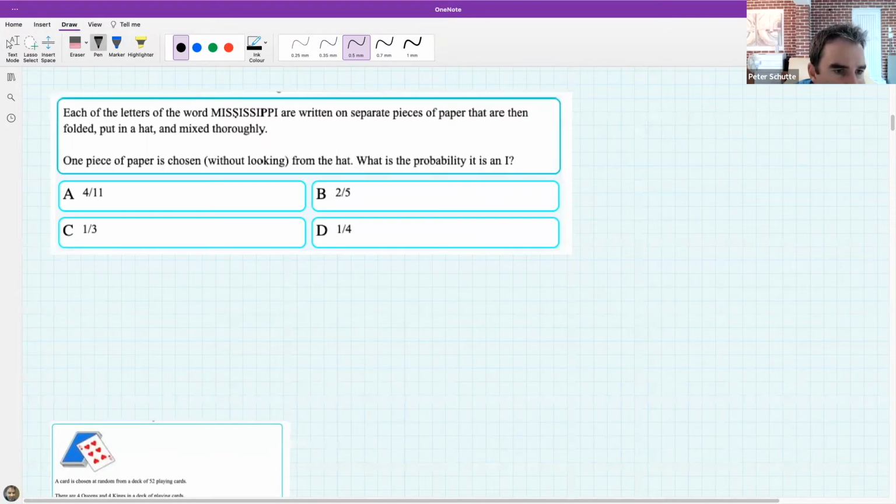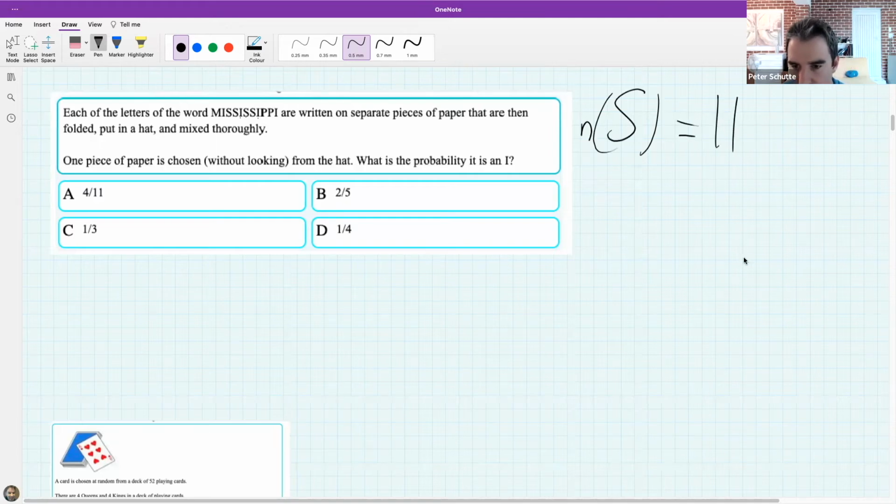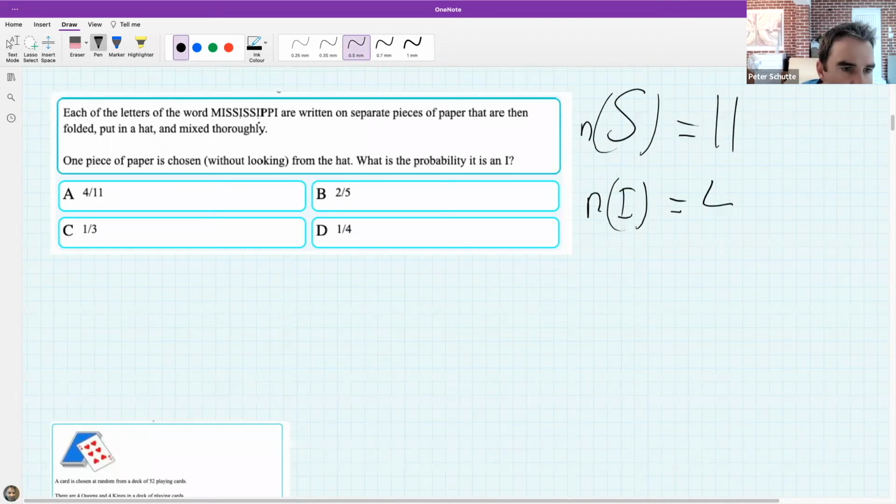One, 2, 3, 4, 5, 6, 7, 8, 9, 10, 11. So the N of S is 11. There's 11 items in the sample space. How many ones are favorable? Basically, how many I's are there? 1, 2, 3, 4. I count 4 I's.